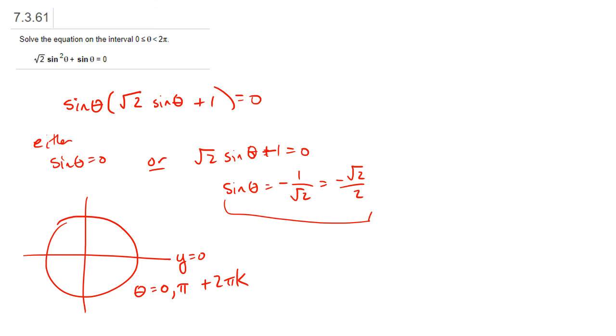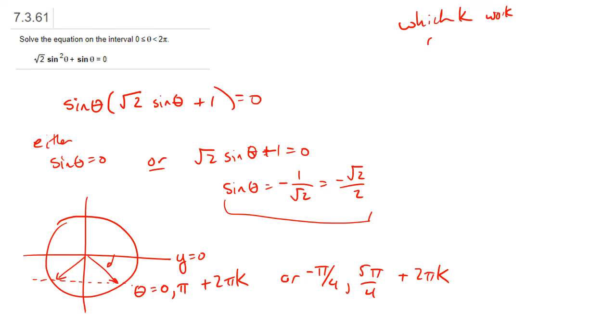But here, the sine of theta is minus root 2 over 2. That's down here, and the two angles are these two, which I prefer to write as negative pi over 4 or positive 5 pi over 4, plus 2 pi times any integer, because we have a function with a period of 2 pi. So having found all solutions, we simply move on and ask which k work to give a theta in the interval between 0 and 2 pi.